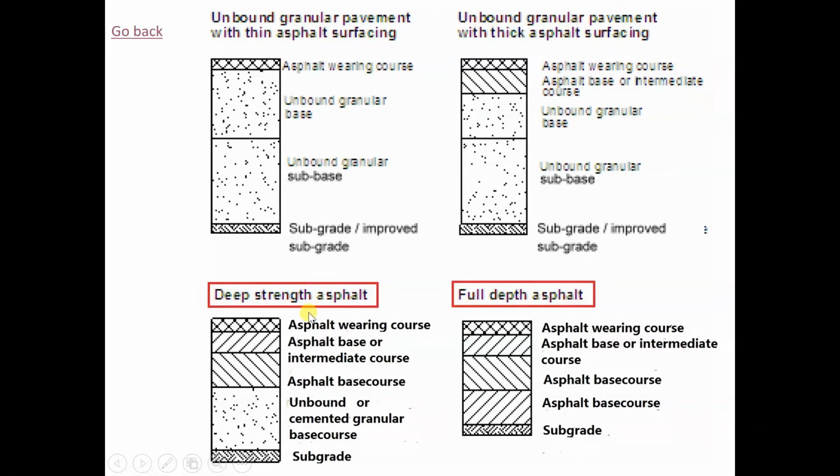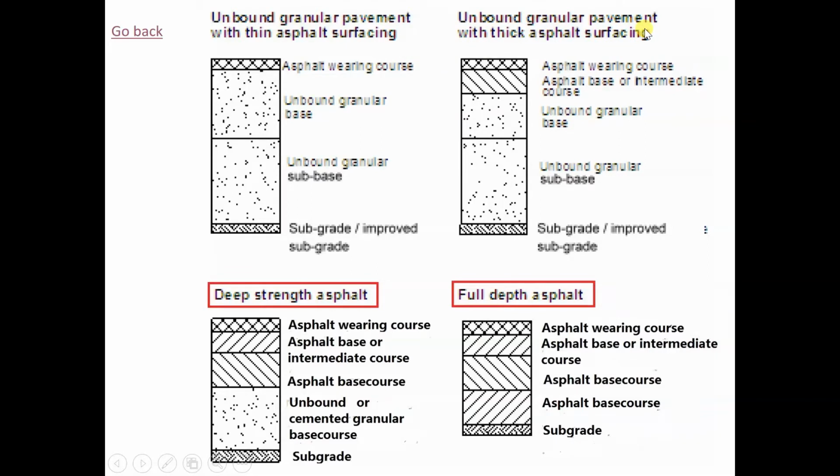So you can see the different scenarios. The first one, the top one, is the unbound granular base. This one has a thin wearing course. All of this is unbound granular pavement with thin asphalt surfacing. Thin means maybe about 25 mm up to, I think, 40 mm. So there's a thin asphalt surfacing, and then you have the unbound layers, base and subbase.